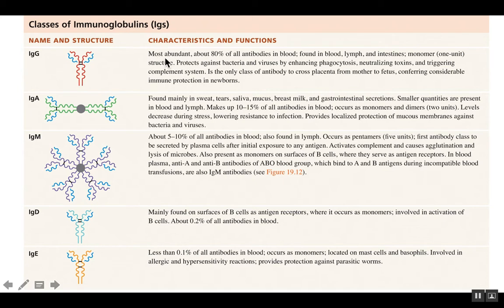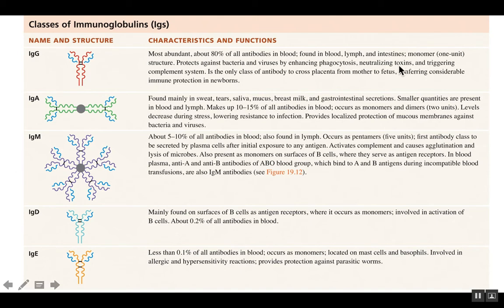IgG is the most abundant. So when you're sick, you've got a bunch of IgG antibodies circulating in your blood primarily, looking for that microbe. So these are the ones that really are prevalent when you're fighting an infection. How do they do it? That's a good question. Well, one is they enhance phagocytosis. We learned that before when we looked at complement. We call that opsonization. So antibodies also enhance phagocytosis.